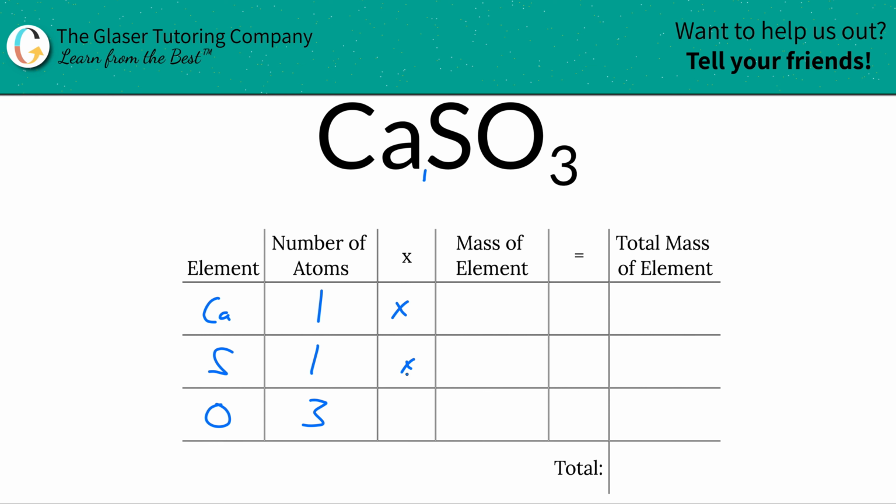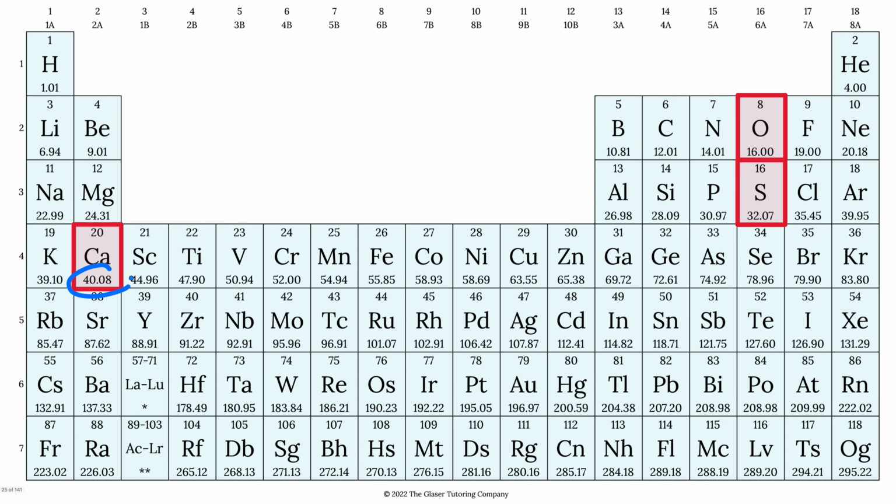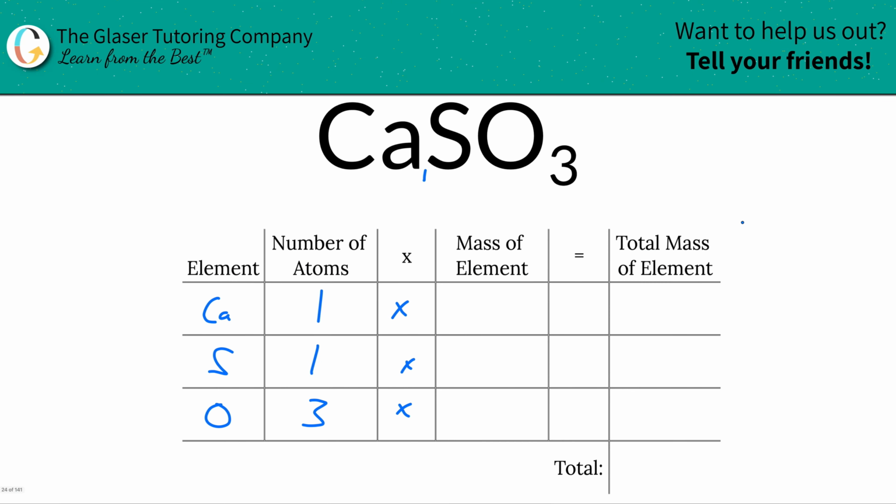Then you're going to take those number of atoms now, and you're going to multiply it by the mass of each particular element. So where are we going to find these masses of calcium, sulfur, and oxygen? You got it. Periodic table. Let's take a look. Here's calcium, 40.08. Oxygen is 16. Sulfur is about 32.07. So let's write them in. So calcium is 40.08. Sulfur was 32.07. And oxygen here was 16.